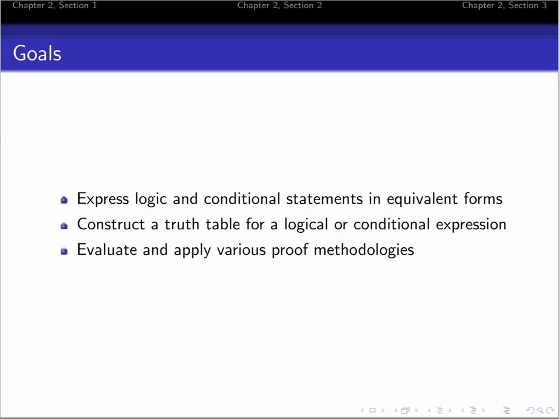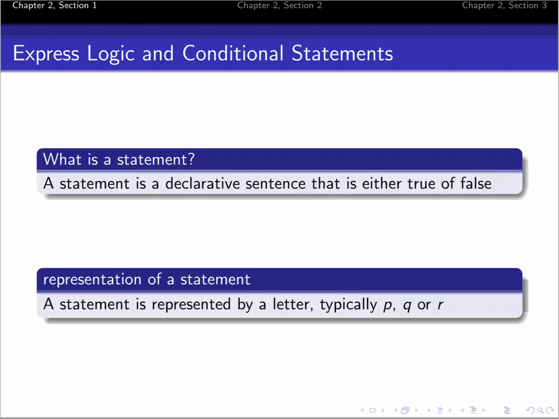So tonight I want to look at really kind of intro to proof topics. So express the logical and conditional statements, do the truth tables, determine if arguments are valid or not using truth tables, and then look at some different proof strategies. So that's kind of the plan. And along the way, if you have any questions, just pop in any questions.